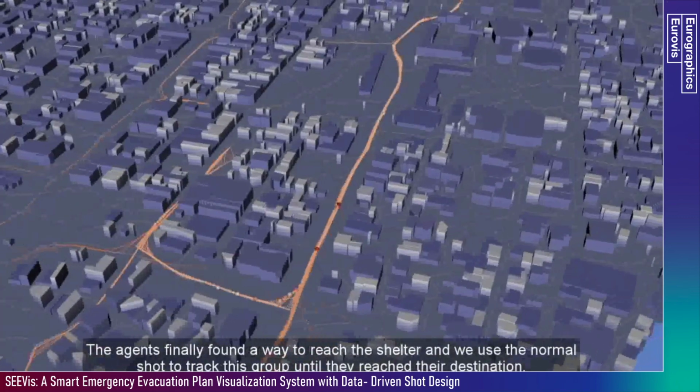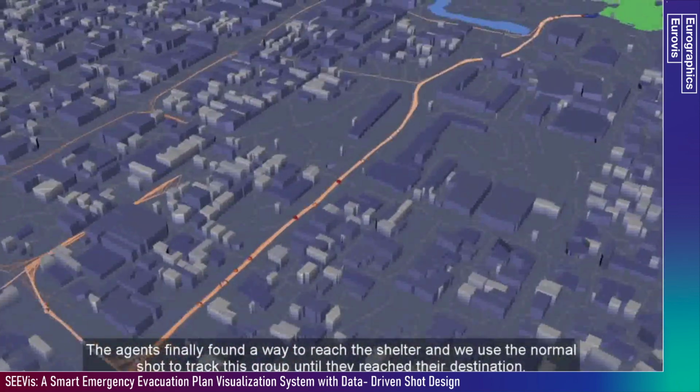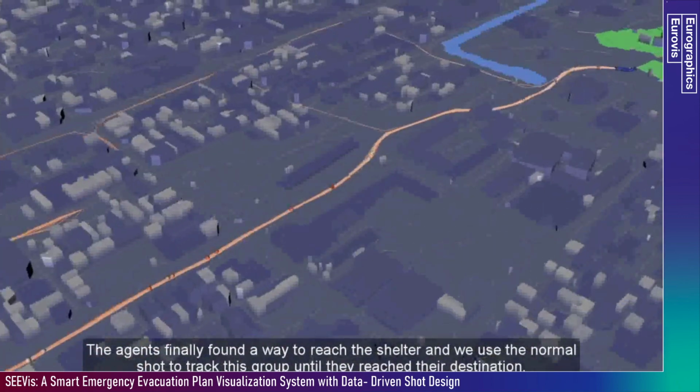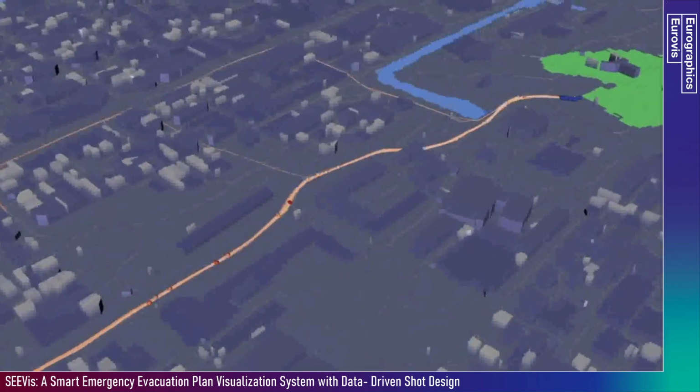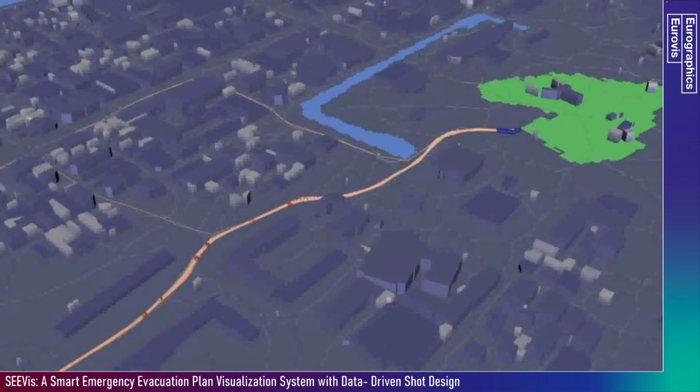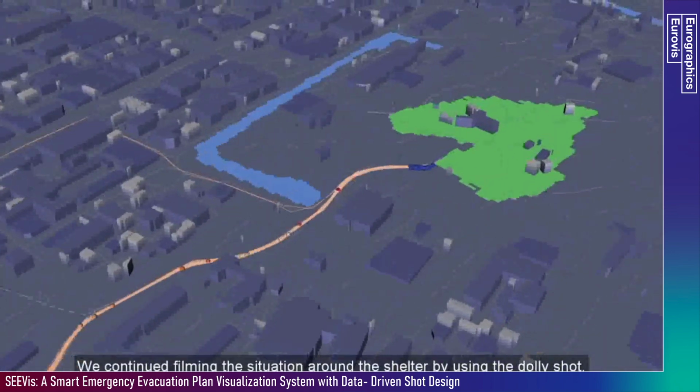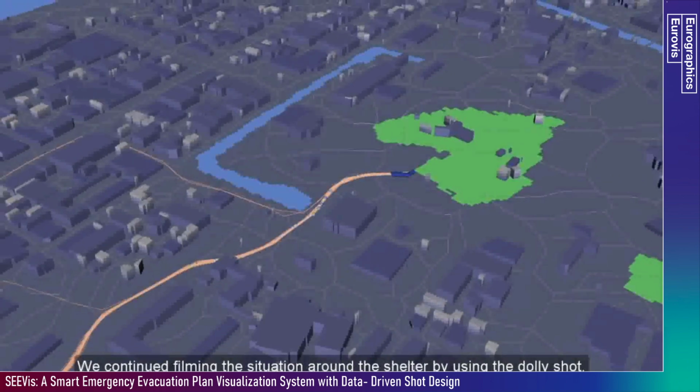The agents finally found a way to reach the shelter, and we used the normal shot to track this group until they reached their destination. We continued filming the situation around the shelter by using the dolly shot.